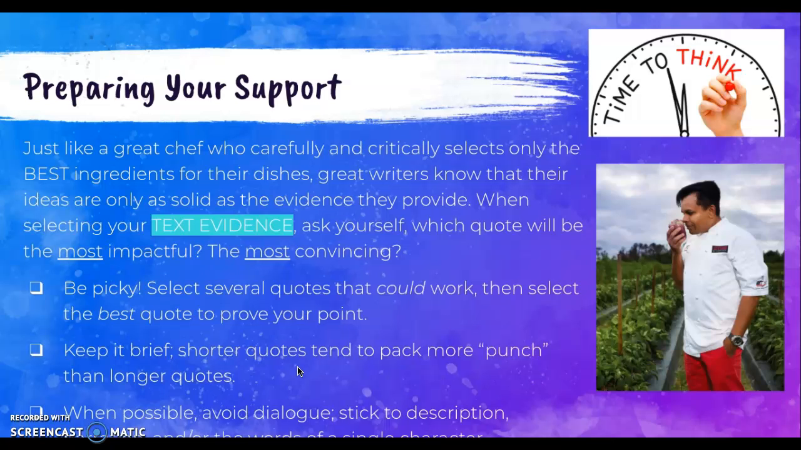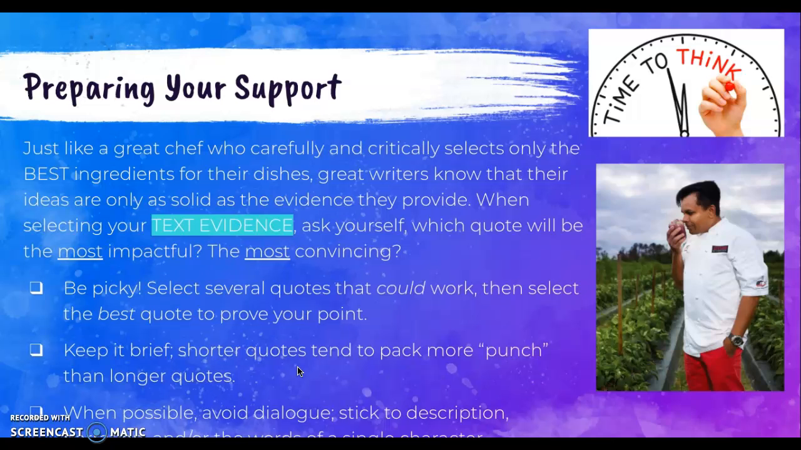Just like we've done last time, we need to select a strong piece of text evidence. Just like great chefs, we need to be picky about that text evidence as well. So as you begin looking for the text evidence that you are going to use to support this topic sentence, you want to make sure that you are giving yourself some choices to pick from. So maybe look at 2 or maybe even 3 quotes that could work. And then you want to select the best quote to prove your point.